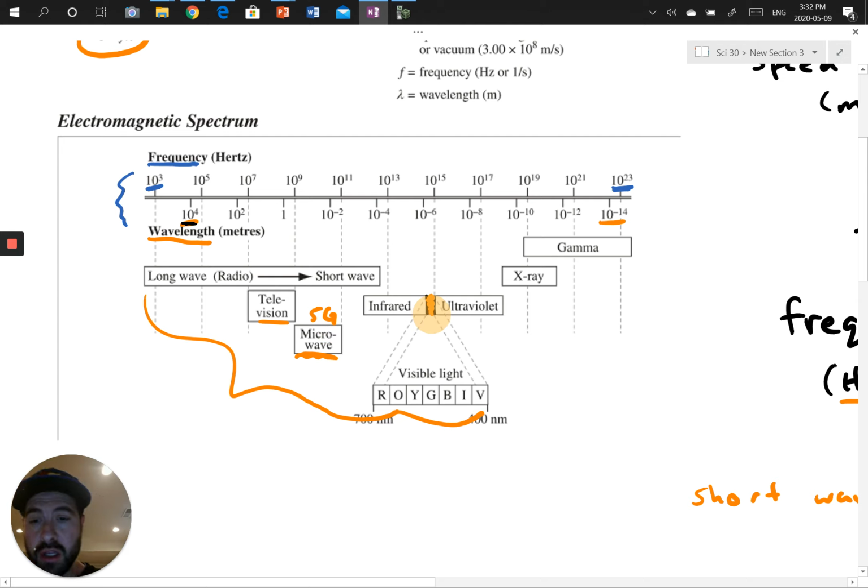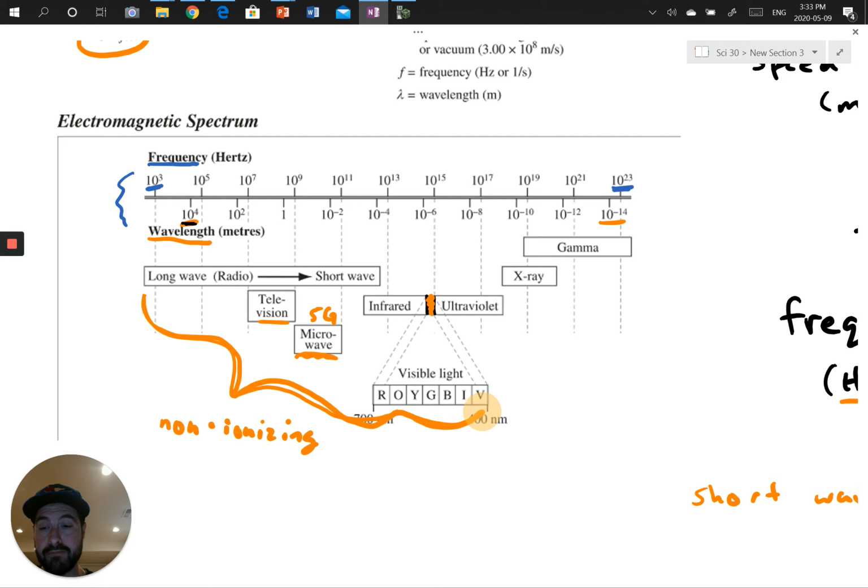All of this stuff is called non-ionizing. That means it doesn't mess with your cells. It can't cause cancer. So any type, unless it's a super high intensity or super high amplitude wave, on this side of the spectrum, it won't cause cancer.